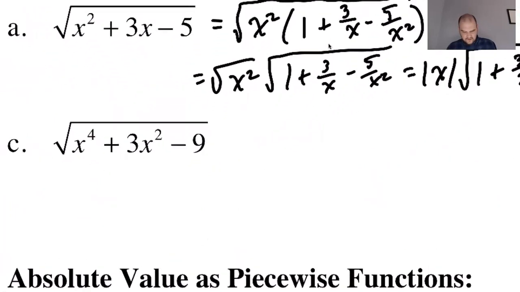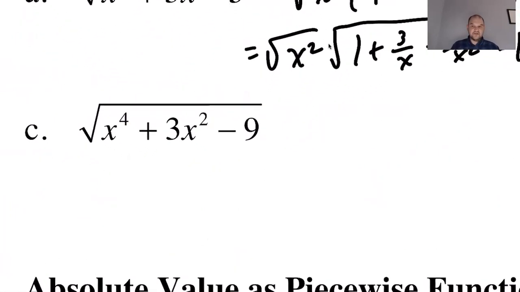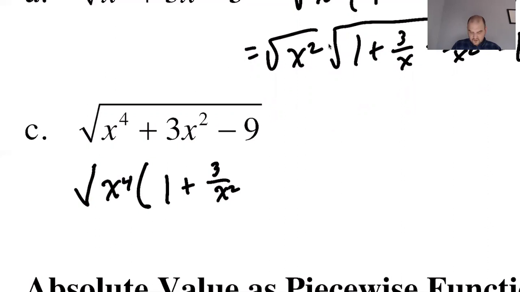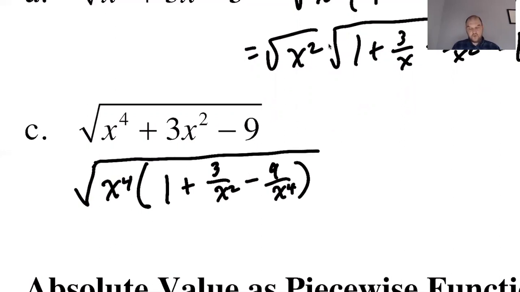All right, let's see here. Highest power that I see is x to the 4th. So I'm going to try to take that out. Let's do the radical thing. There. And take out x to the 4th, which will leave me with 1 plus 3x squared over x to the 4th, 3x squared minus 9 over x to the 4th, and then close it. It works well, if I could convince myself to do it.